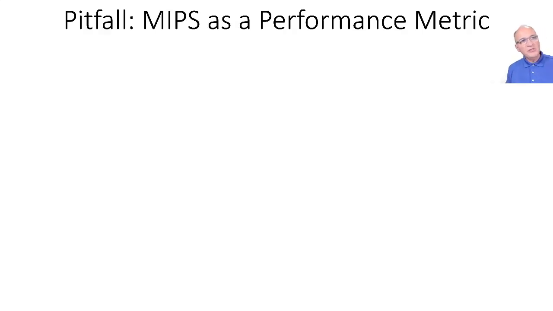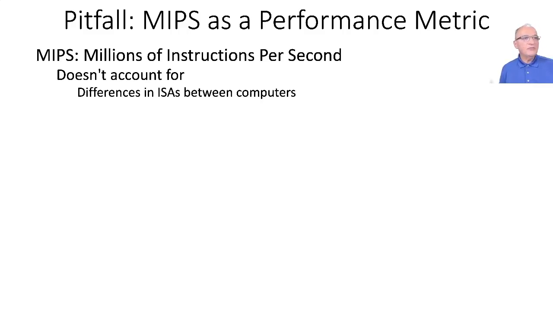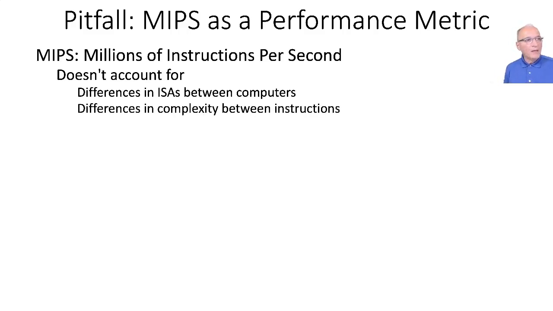Let's talk about some pitfalls in performance measurement. So MIPS is commonly used as a performance metric. MIPS stands for millions of instructions per second. But the problem with that performance metric is that if you are only counting instructions per second, then you are not accounting for differences in the instruction set architecture between the computers. You are not accounting for differences in the complexity between those instructions.